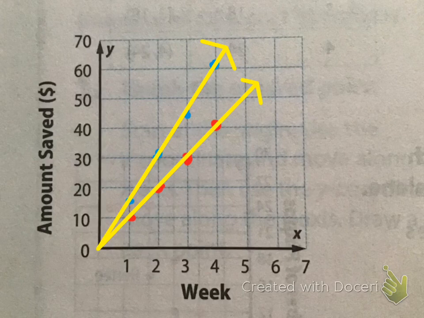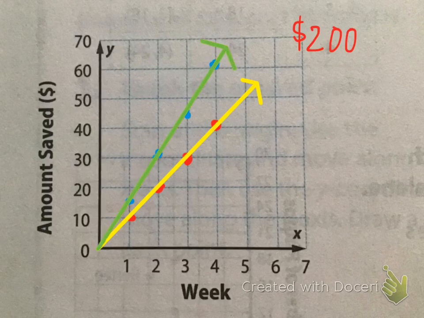Let's say they both wanted to save up to $200. Looking at this graph, even without knowing exactly how much they earn, just by looking at this picture, and I'm going to make it a little bit clearer for us. Who do you think is going to get to $200 first? The green or the yellow? Let's see, Marley.